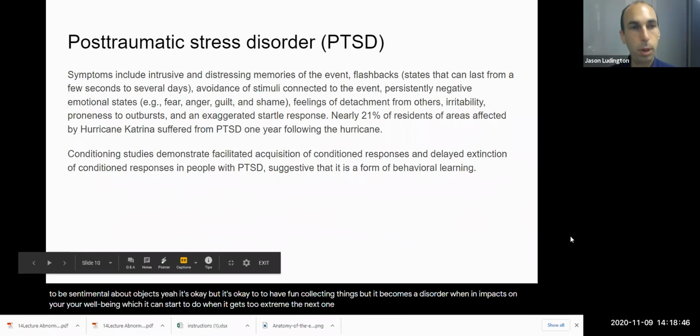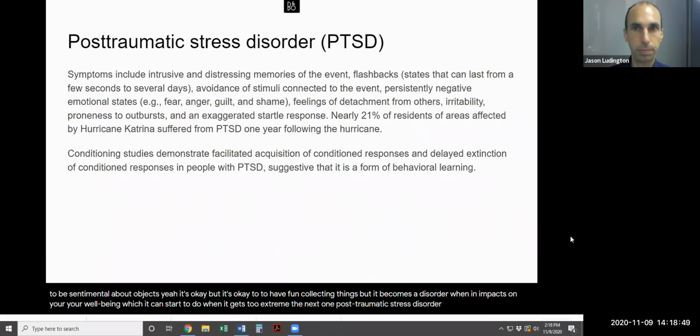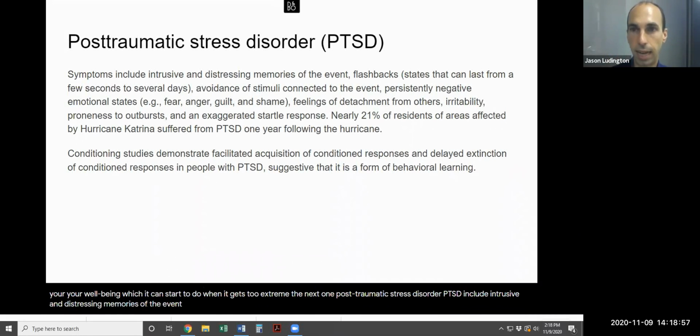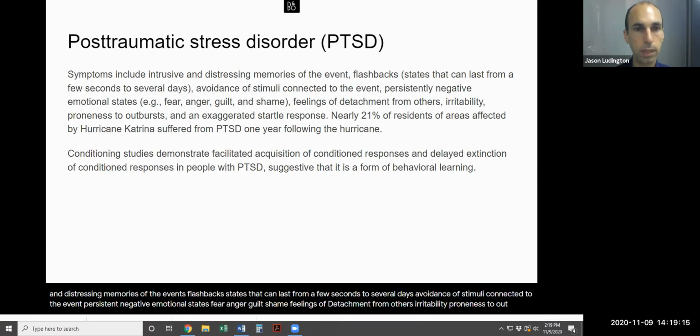The next one, post-traumatic stress disorder, PTSD. Symptoms include intrusive and distressing memories of the events, flashbacks, states that can last from a few seconds to several days, avoidance of stimuli connected to the event, persistent negative emotional states, fear, anger, guilt, shame, feelings of detachment from others, irritability, proneness to outbursts, exaggerated startle response.